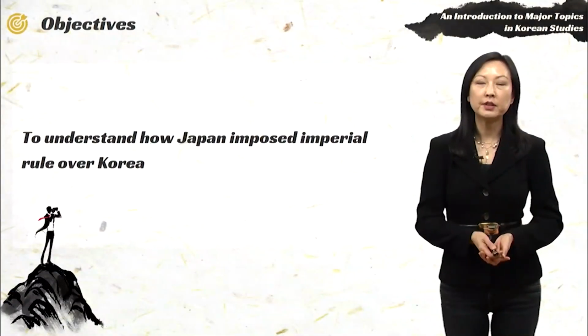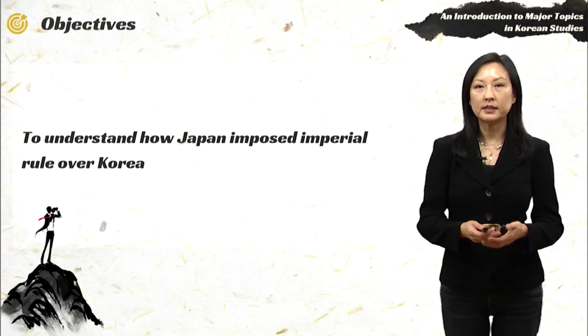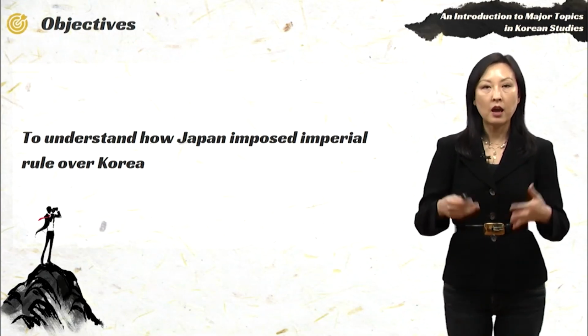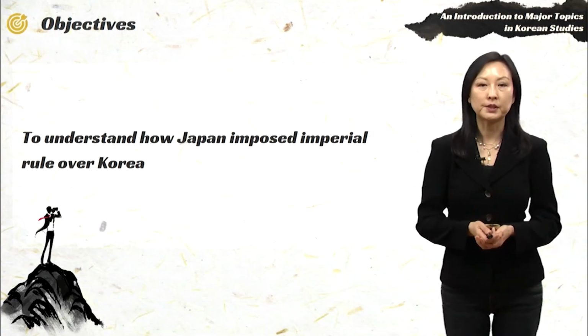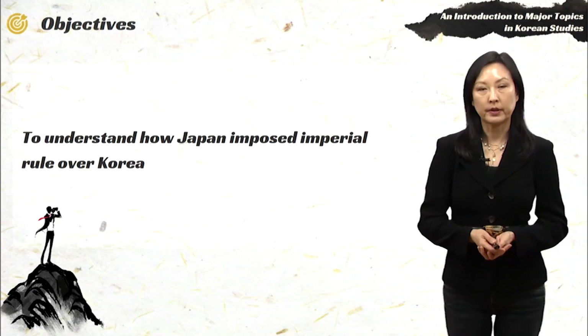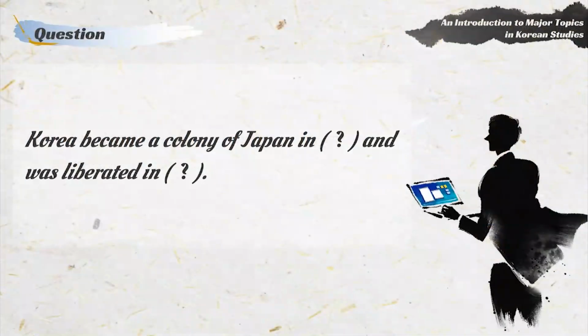In this section of the lecture, we're going to examine specifically how Japan was able to impose imperial rule over Korea. Korea became a colony of Japan in blank and was liberated in blank. What are the numbers for the blanks?